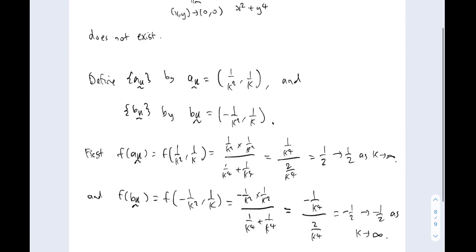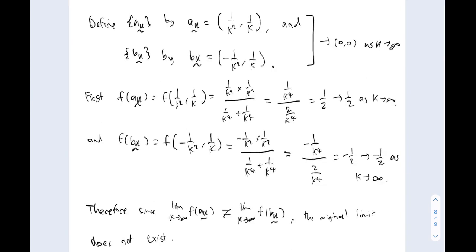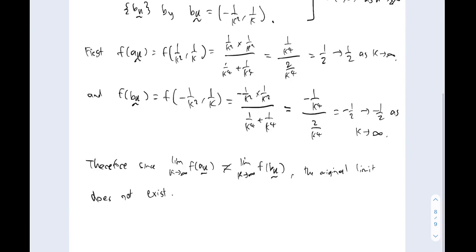Again, we have two sequences that both go to (0, 0) as k goes to infinity. They go to the same point as k goes to infinity, but their function values don't approach the same thing as k goes to infinity. And that's why the original limit does not exist.